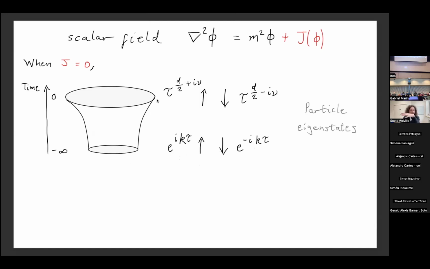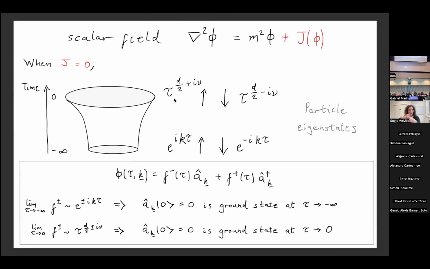But if I look at late times towards the end of inflation, the particle and the antiparticle eigenstates are now described by these power law solutions. It's again a complex conjugate pair, but you notice that you've transmuted from plane waves to now these things that look like power laws.